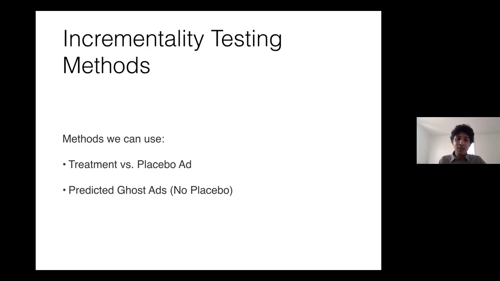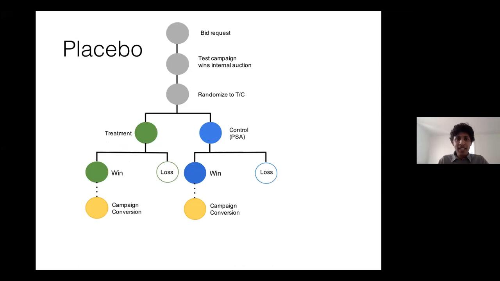But for now, I'm going to just explain it from the Google point of view and explain the predicted ghost ads method. Here's a diagram which shows the placebo case. And from this, we can go to predicted ghost ads. We have the bid request, which comes in from the external auction. We have the internal auction at the DSP level, which is going to be won by Dove soap in this case. And then we randomize it to treatment and control. In the case of treatment, we serve the actual creative, the Dove soap brand, right? And it goes into the ad exchange and it either wins or loses. We don't know. If it wins, we get back the user ID for which it won. And we can use that ID to go to the Dove website and find out after that ad was shown, did that person go and buy Dove soap? And we get what we call a conversion.